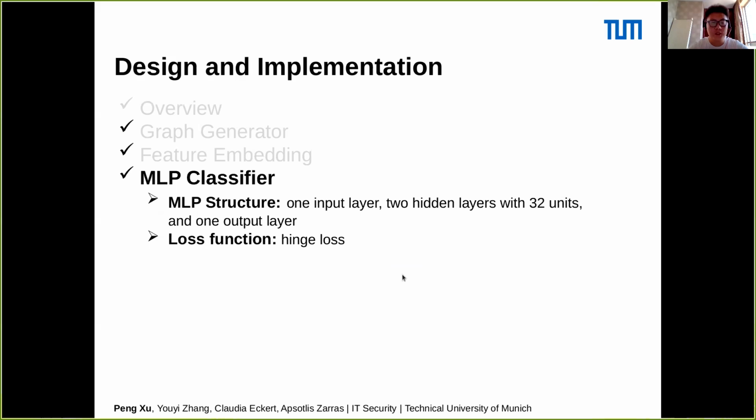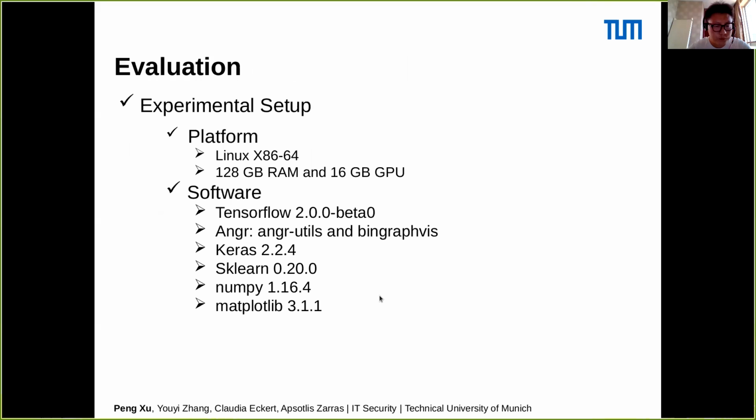After we convert the graph to the vector, we use the MLP-based classification system to do the malware detection. Our MLP network includes one input layer, two hidden layers with 32 units, and one output. We use the hinge loss as our loss function during training. For the experiment setup, we use TensorFlow as our machine learning framework, and also Angr, which is used to extract graphs from the binary. We also use other libraries like NumPy, SciPy, and so on.